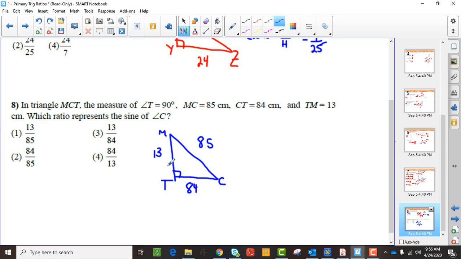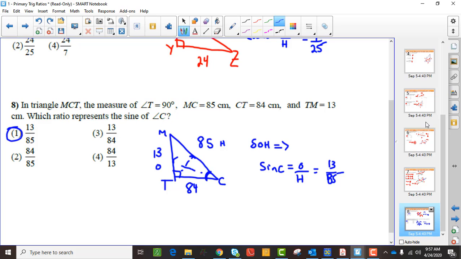So I have this, and it wants sine of C. So this is the angle I'm talking about. So I want the opposite side, okay, and then I want the hypotenuse, because sine is opposite over hypotenuse. So when we do that, the sine of angle C then is opposite over hypotenuse, which is going to be 13 over 85. Okay, so that's this option.